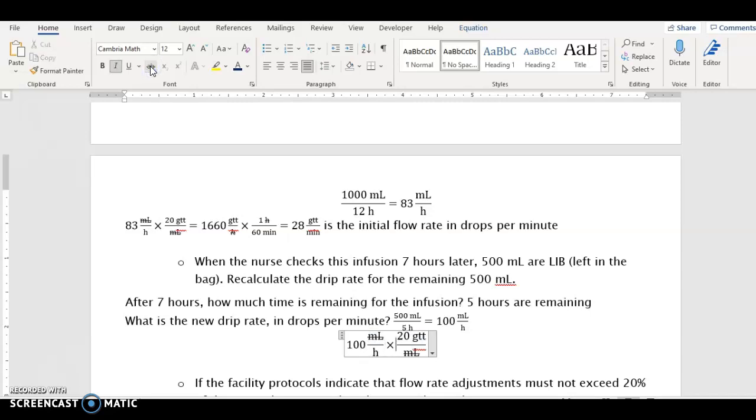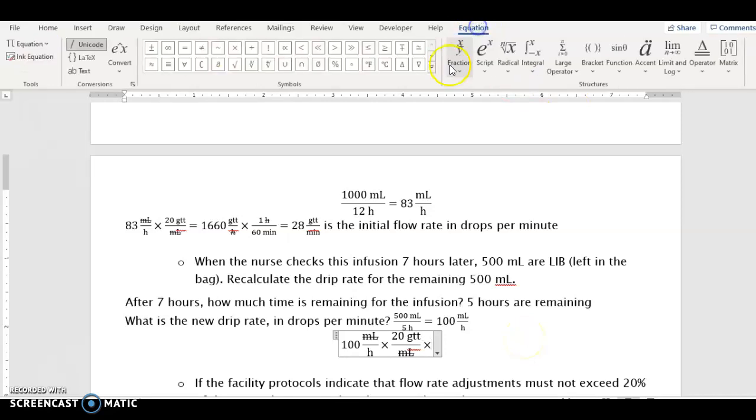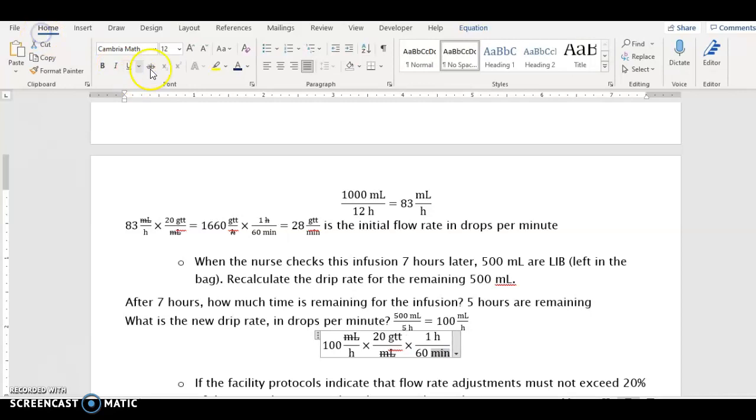I'm going to do this as one calculation, but you can break it up if you'd like to. You can do 100 times 20, and that gives you the number of drops per hour. But since we want this in drops per minute, we multiply by 1 hour over 60 minutes. The units of hours will cancel. The units of drops will remain in the numerator, and the units of minutes will remain in the denominator of our final answer.